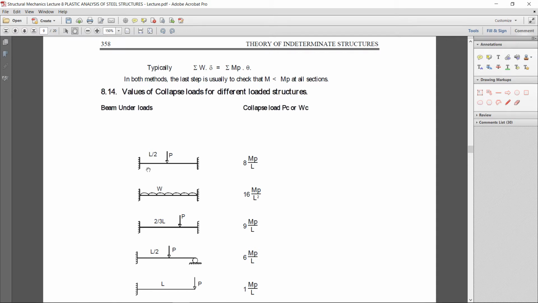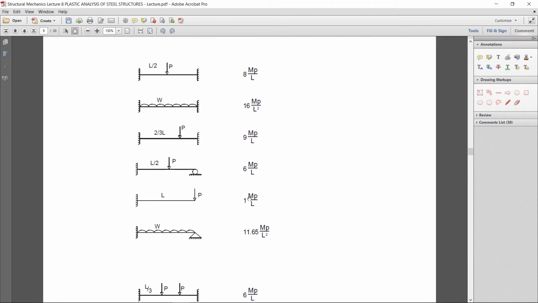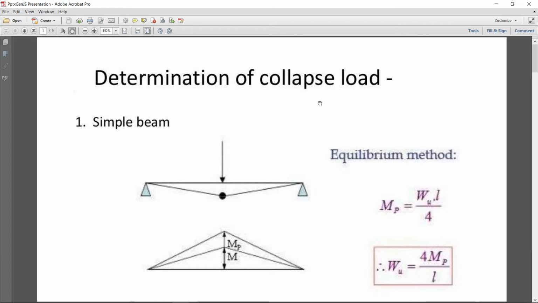Here are the values of collapse loads for different loaded structures. If that is a fixed ended beam with a point load, then the collapse load value is 8 Mp over L. Similarly, if there is a fixed ended beam with UDL, then the collapse load is 16 Mp over L square. Similarly for other beams. How to calculate this collapse load? Okay, determination of collapse load.